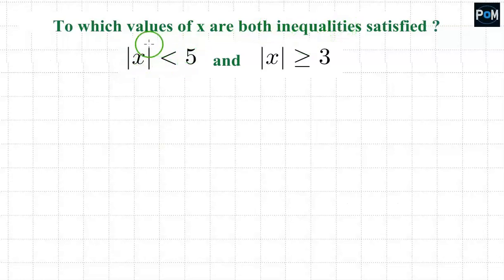The first inequality looks like this. What do we do with it? We do the same as before. We rewrite that x is less than 5. But on the other side, we add the same inequality sign, and on this side we put minus 5.